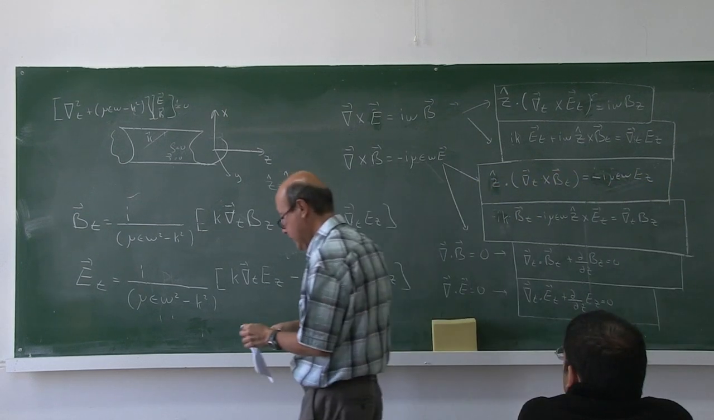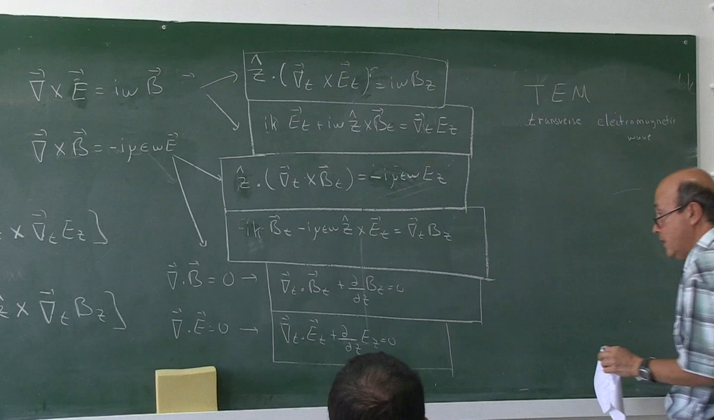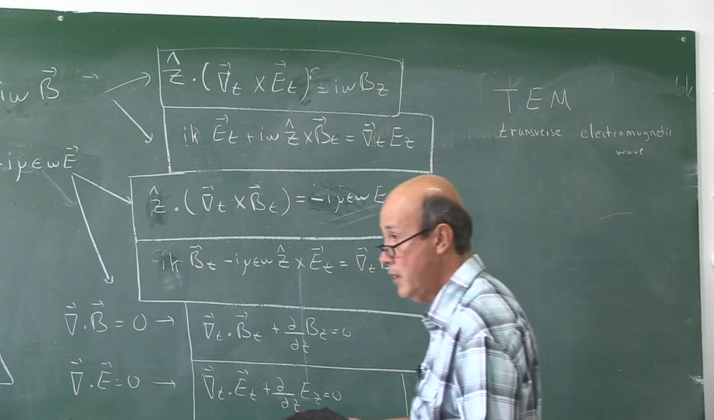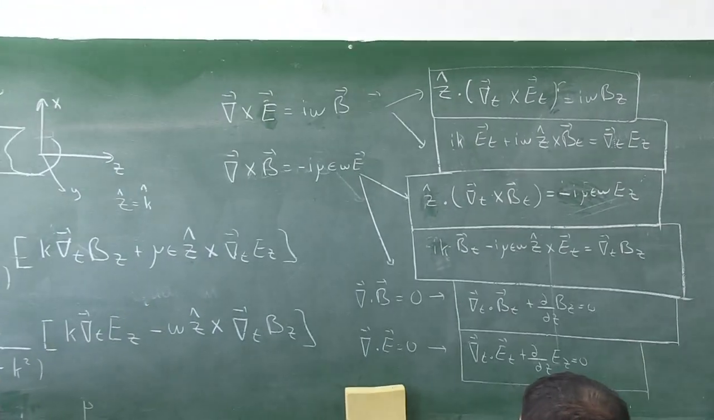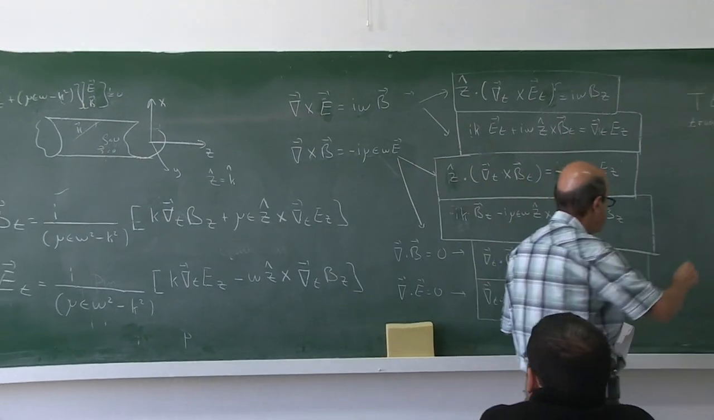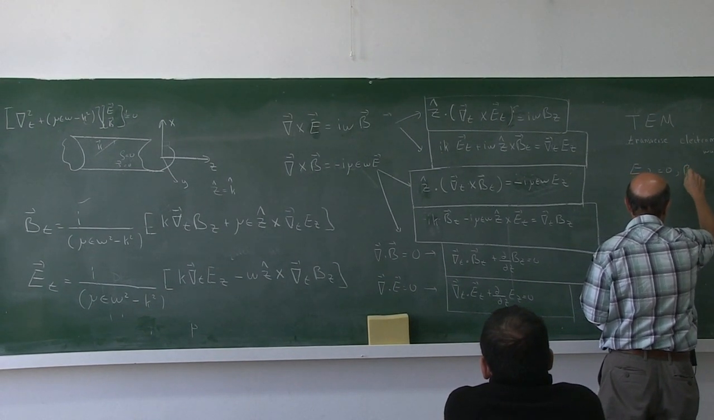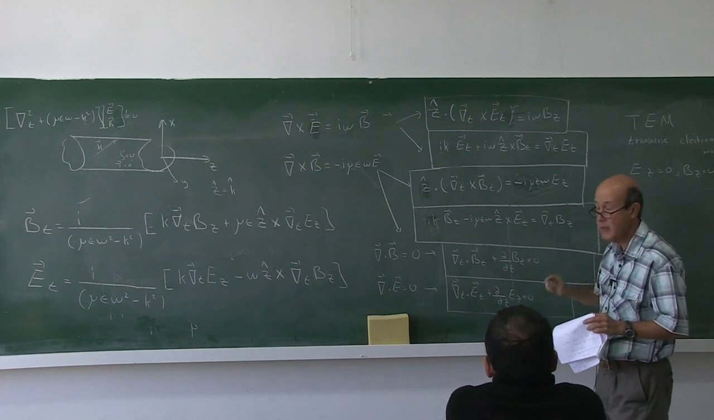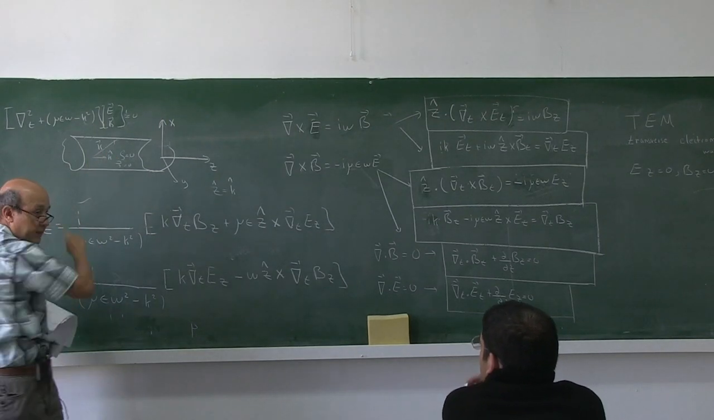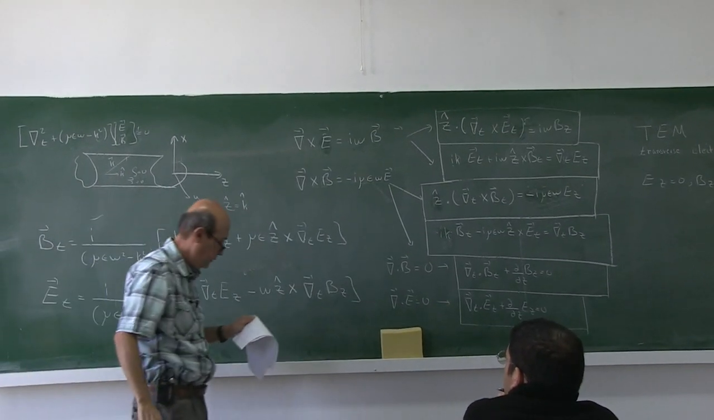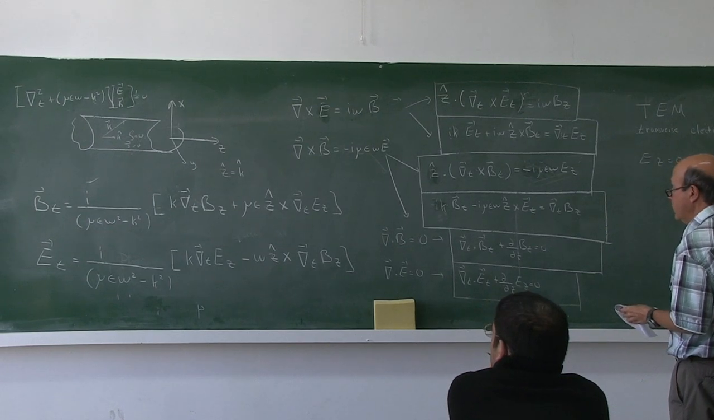One simple mode is called TEM, transverse electromagnetic wave. The meaning is the following. The wave is propagated, but the Z components of the electric field and the magnetic field are zero. So in this kind of mode, EZ and BZ are zero. Basically that means the wave is propagating, not reflecting from the walls, as a geometry.